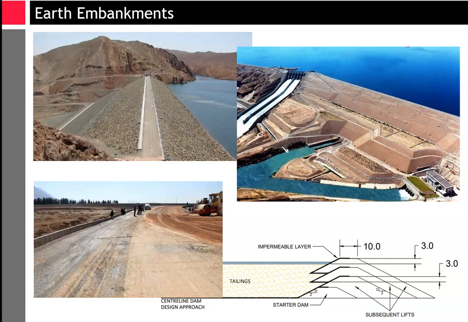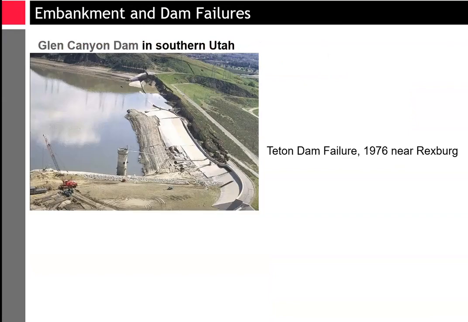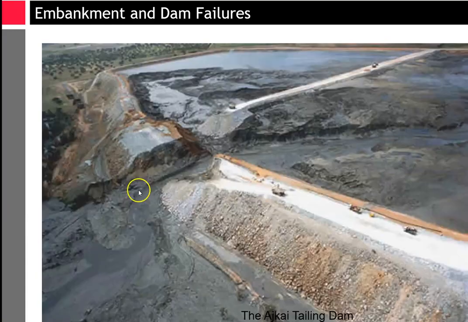railways as well. So proper analysis and design of these embankment systems need proper understanding of geotechnical behavior of the materials that we have underneath these embankments, as well as the materials that we use as construction materials in these embankment systems. Without having that proper understanding, we might end up having failure in the embankment systems, like in the examples that you see here for earth embankment dams, or other types of failures, failure in tailing dams, as you see in this picture.